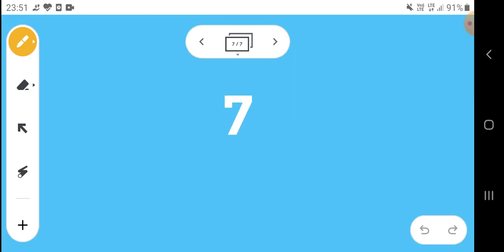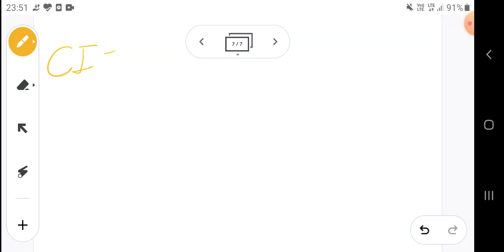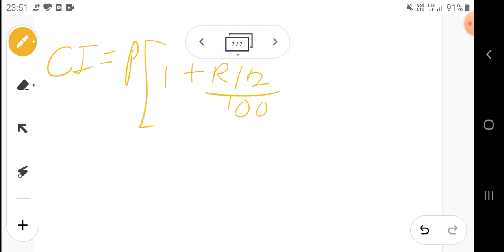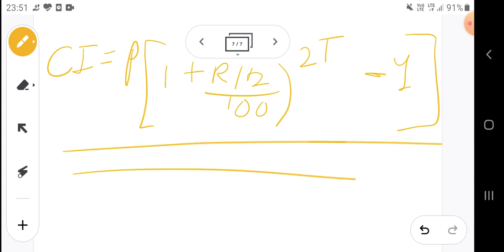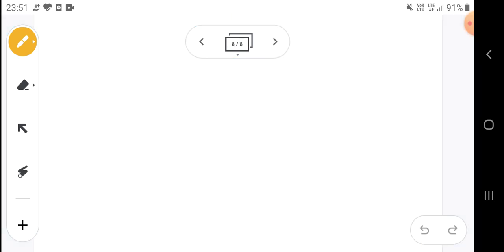Now if you want to find CI and amount is also not given or principal is not given, how to find it? Let's see. P times (1 + (R/2)/100) raised to 2T, the difference is only minus 1. Hope till here you got it. Now let's see the next thing.